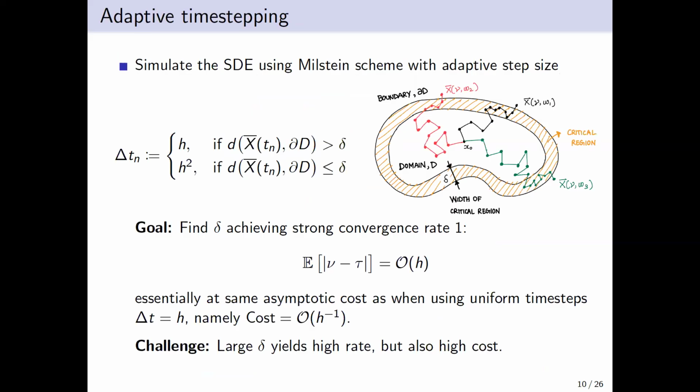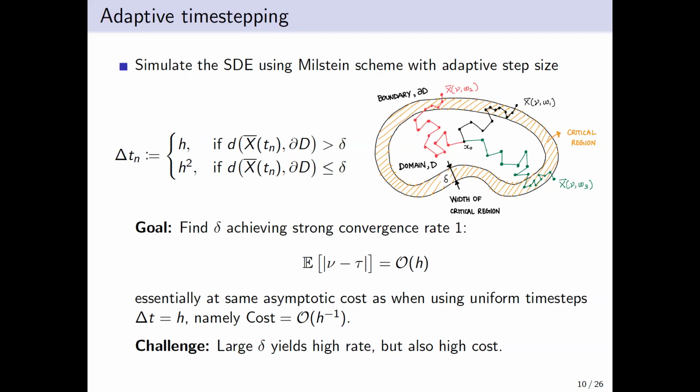So we're simulating our Milstein scheme or some higher order scheme with adaptive time stepping. When we're far away from the boundary, we're using a time step of order h. But when we're less than delta away from the boundary, we are using h squared as our time step. I want to refer to this orange part here as the critical region, where we use a small time step. Okay.